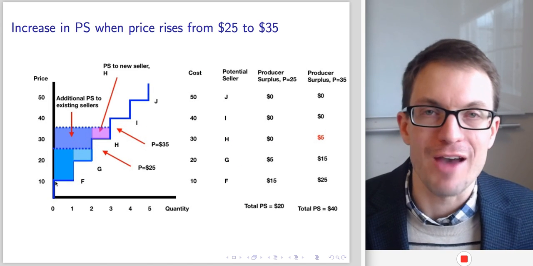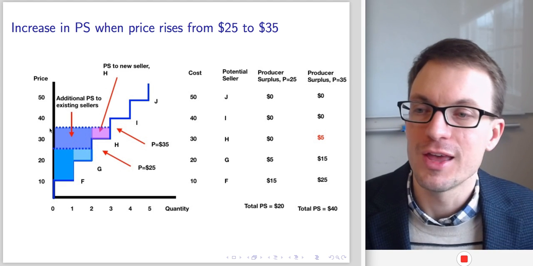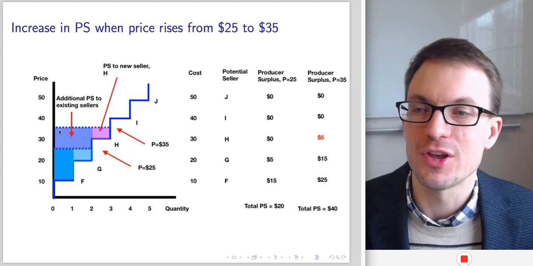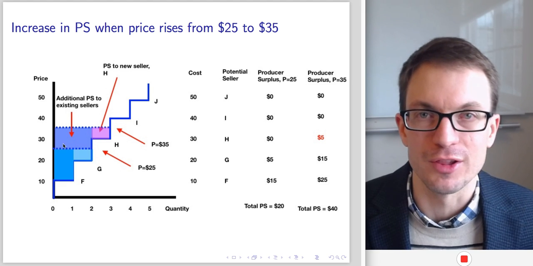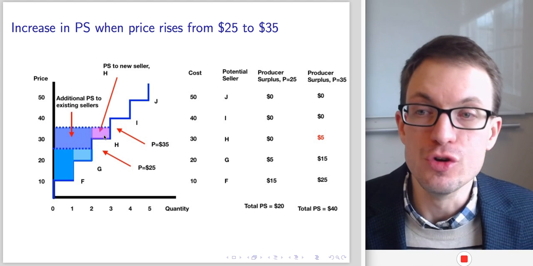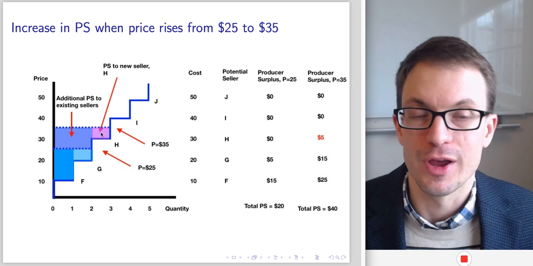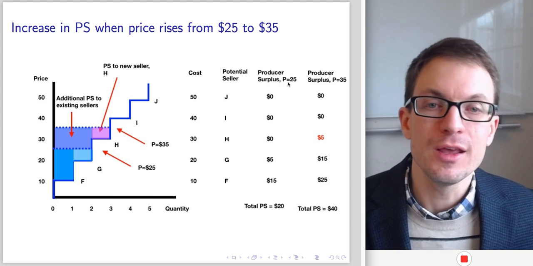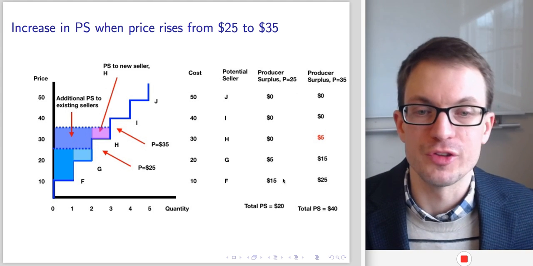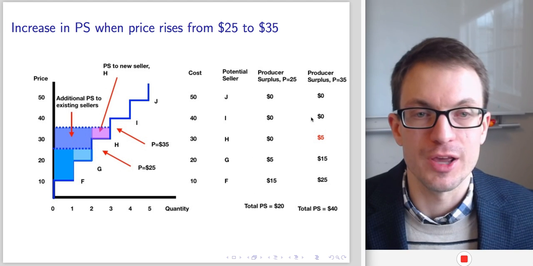So here's this graphically. Here is our existing producer surplus at the price of $25. Now at the price of $35, we have additional producer surplus to existing sellers, seller F and G. We have new producer surplus to a new seller, H. And here again, I've got the individual producer surplus. This column's familiar from before. Here's the column of producer surplus at the price of $35.